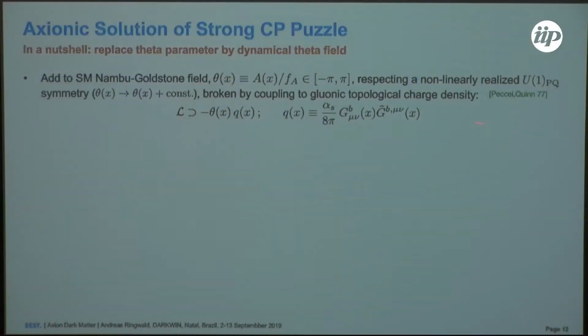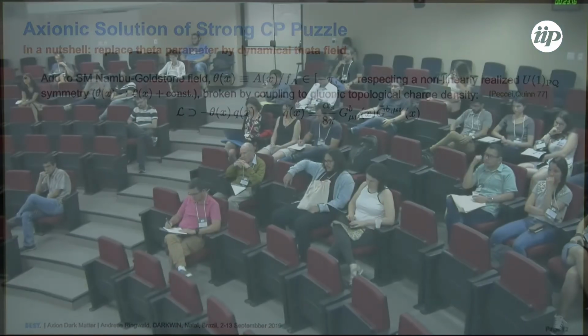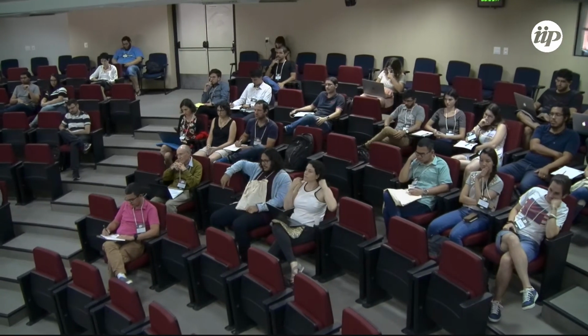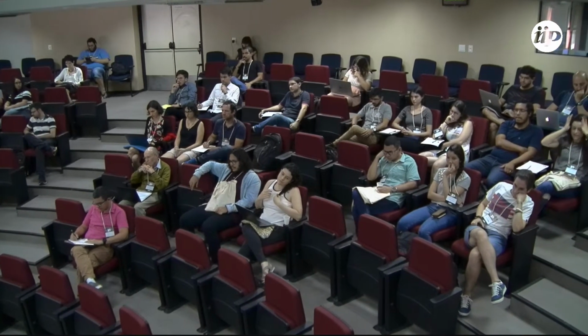But already in this time, Roberto Peccei and Helen Quinn proposed a solution of this strong CP puzzle. I call it the axionic solution of the strong CP puzzle, which is, in a nutshell, that they proposed a mechanism which replaces the theta parameter in QCD by a dynamical field. So it will be a dynamical theta field, so to say. And how can you do it? How can you understand this now in more modern terms?